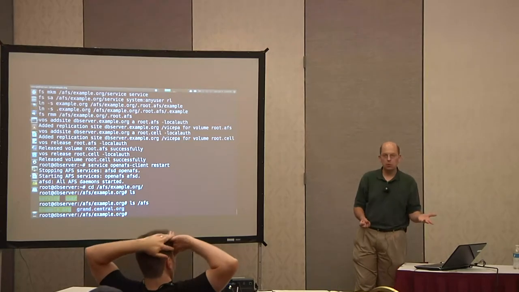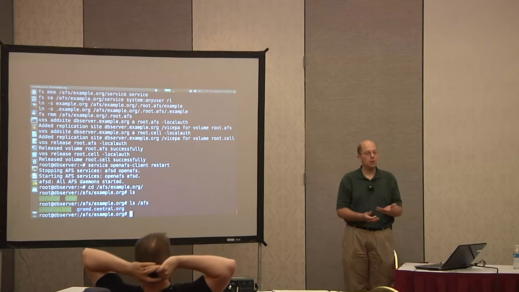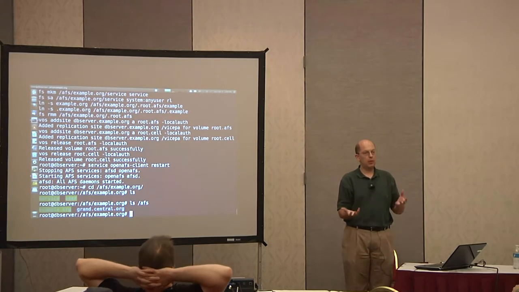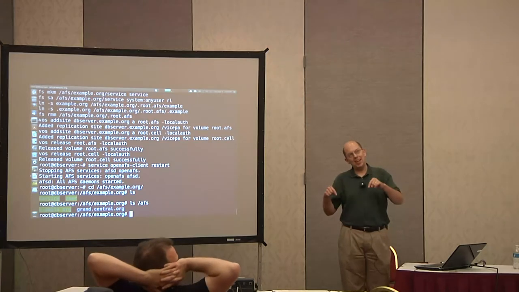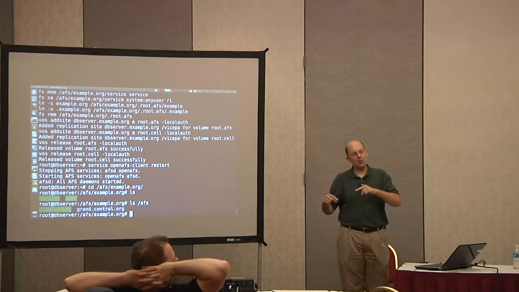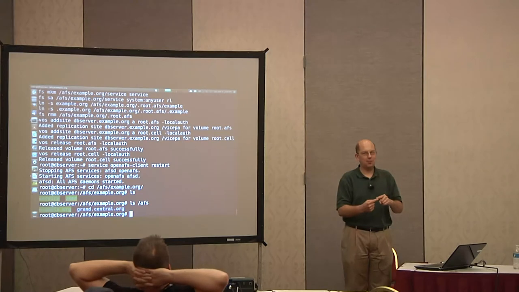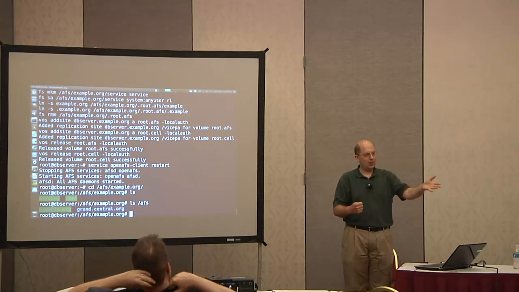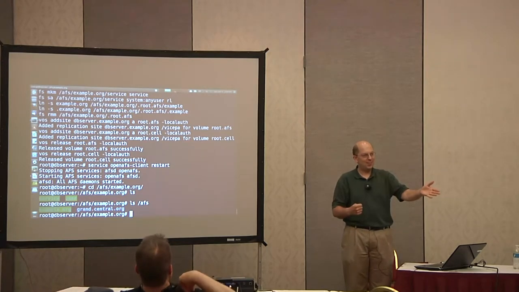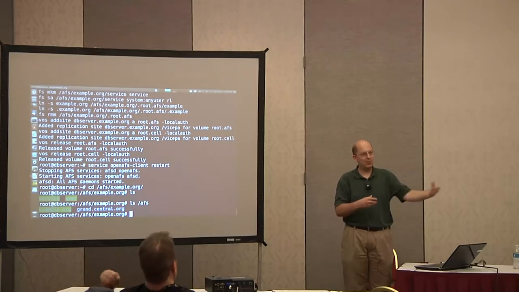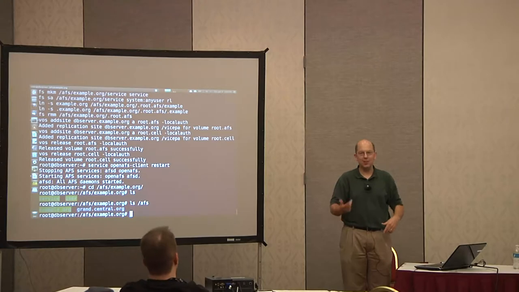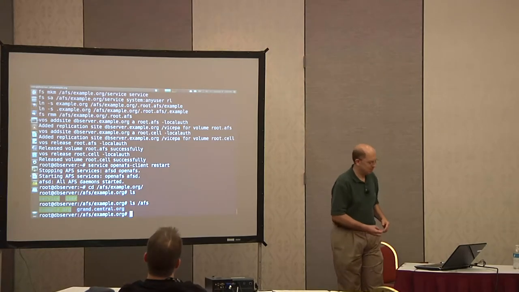A common cell that you want to look at is grand.central.org, which is one that actually distributes the AFS software. So if you had the AFS client installed, you could actually upgrade directly out of the RPMs that are hosted on AFS grand.central.org. I don't recommend it, but you could just download them straight to your local box and then update them.